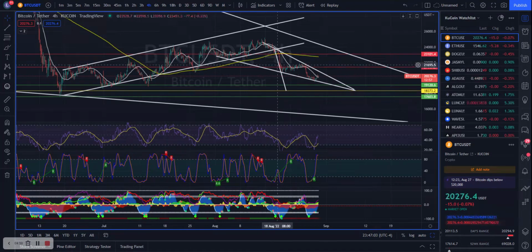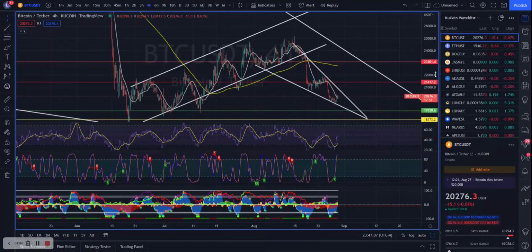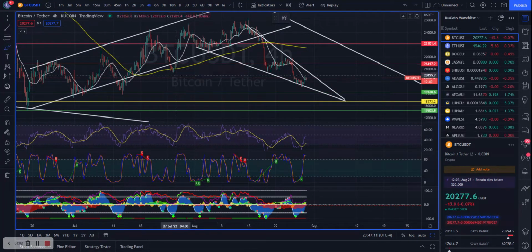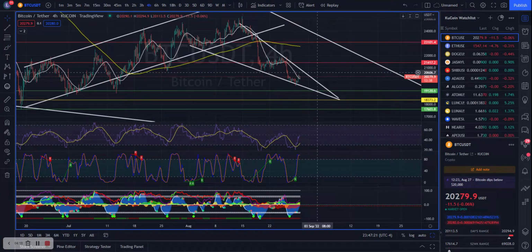We got a smaller descending wedge here. I'm going to get rid of this so we have some more accurate viewing here. So what had happened before? We had this M breaking this neckline, and that was the neckline of the rising wedge. So once we broke that, we came down. Now we're just floating around in here.